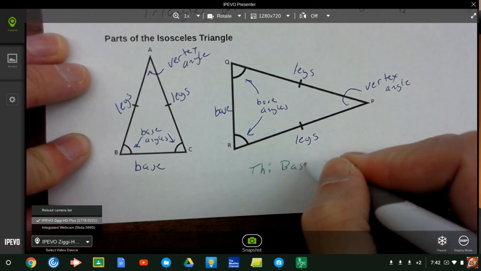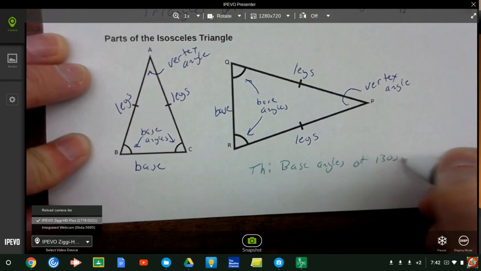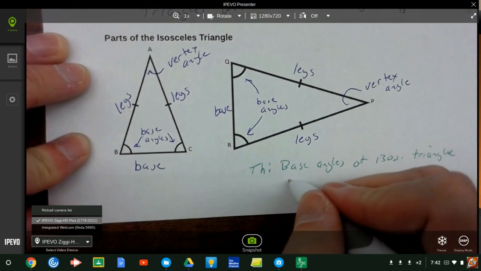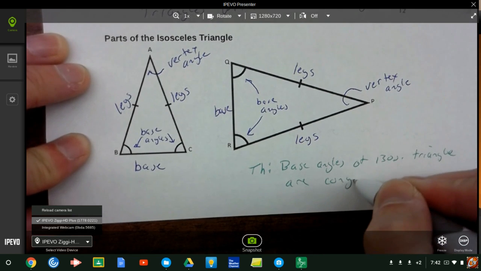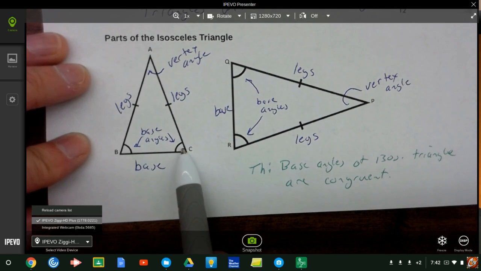Base angles of an isosceles triangle are congruent. It's a nice theorem to remember. It's going to come in handy for us when we're trying to solve for triangles and things. So the base angles of an isosceles triangle are always congruent, which means if I know the angles are congruent, I know I have an isosceles triangle.